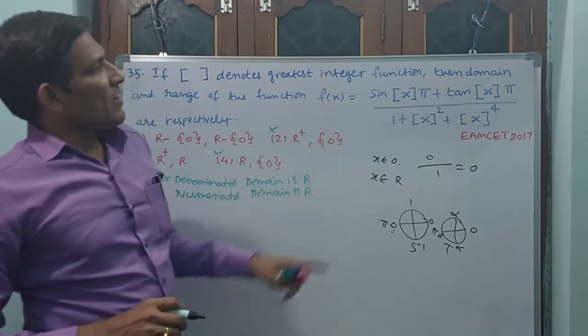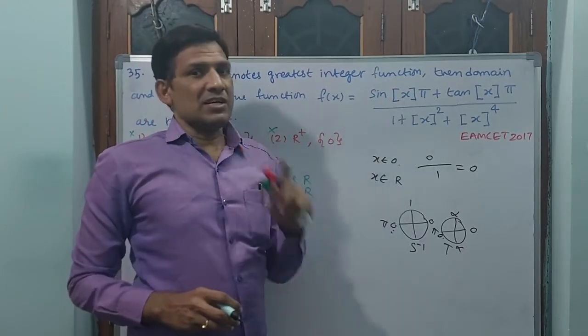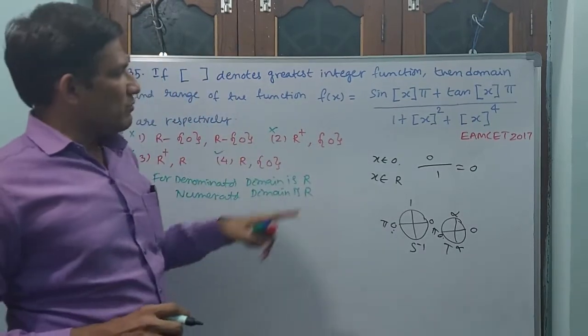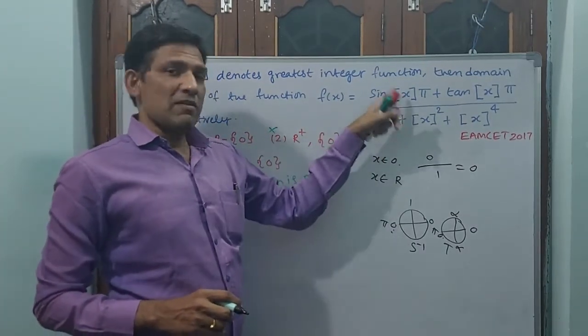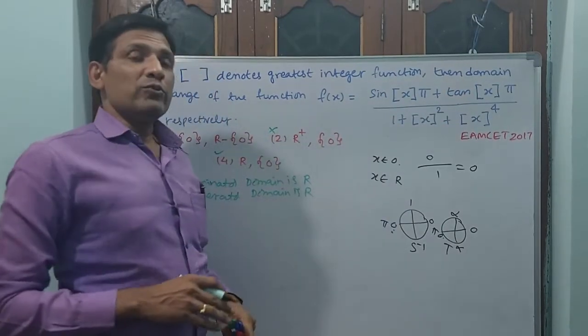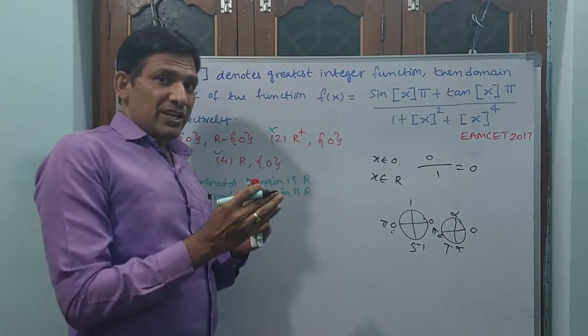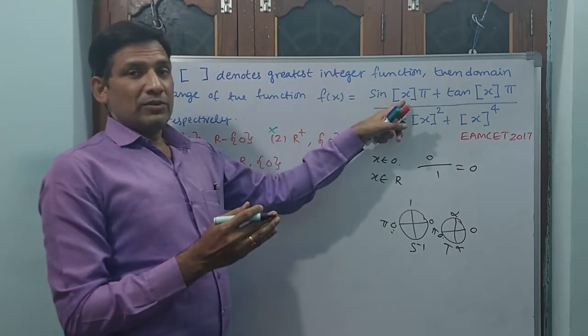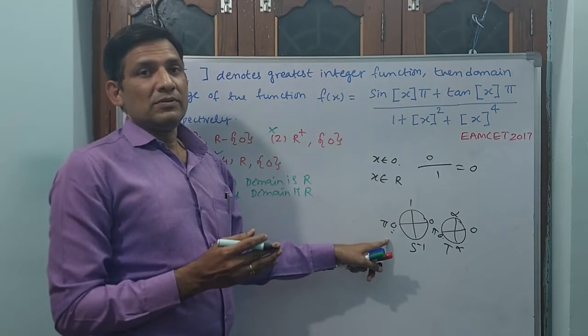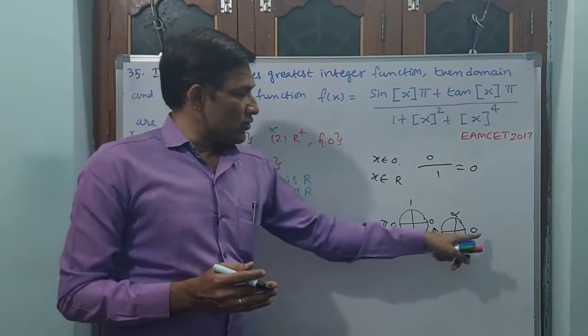Whatever number you give here is going to become an integer, that you keep in your mind. That means if you give 1, 1 pi, 0. If you give 2, 2 pi, 0. But what if you give 3.5? 3.5 is going to become the integer 3. 3 pi is going to come, and 3 pi means again 0.